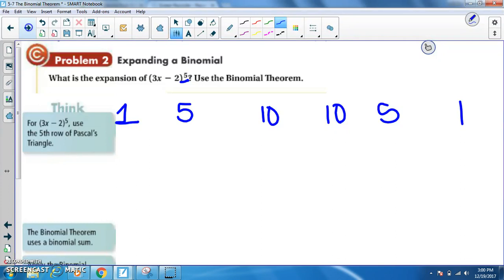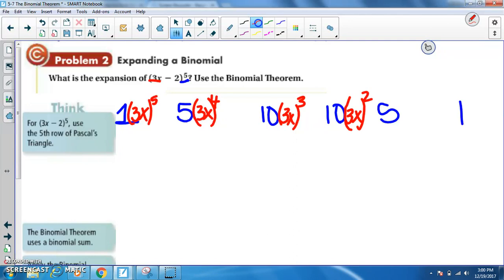Then I'm going to take my first term and start it at the fifth power. So 3x to the fifth, 3x to the fourth, 3x to the third, 3x squared, 3x to the first. 3x to the 0 is just 1, so I don't need to write it.